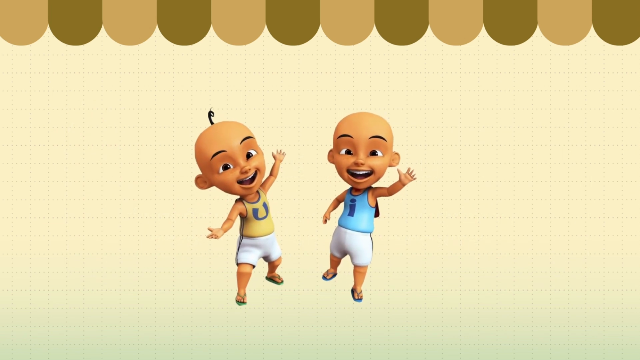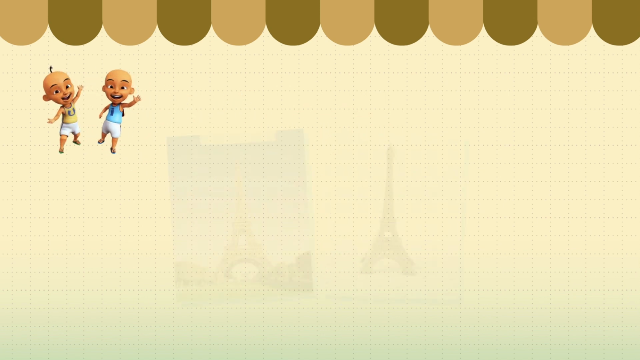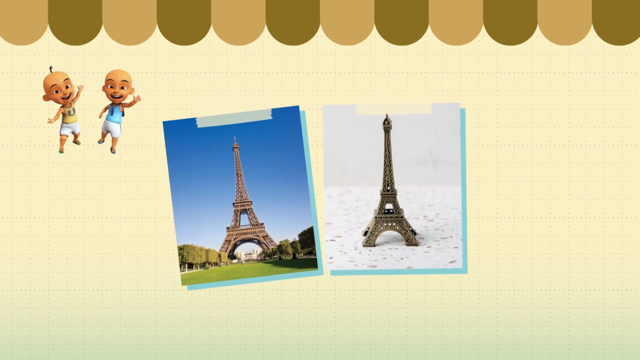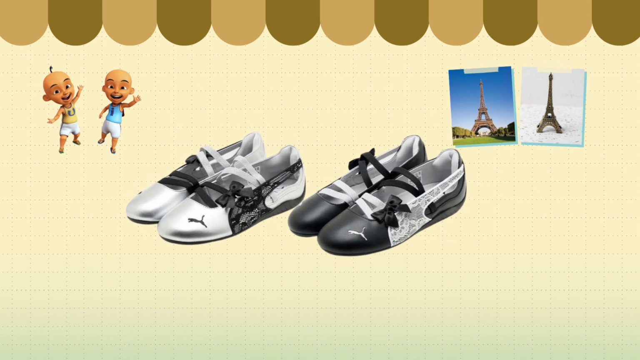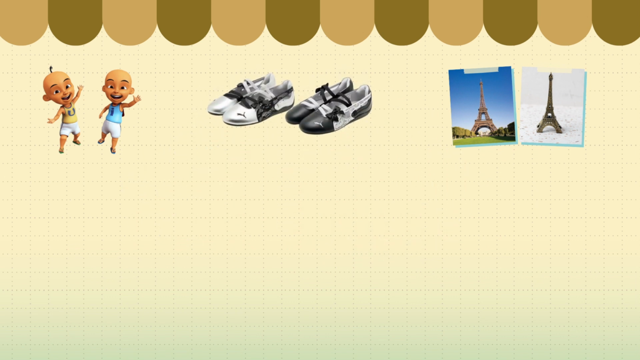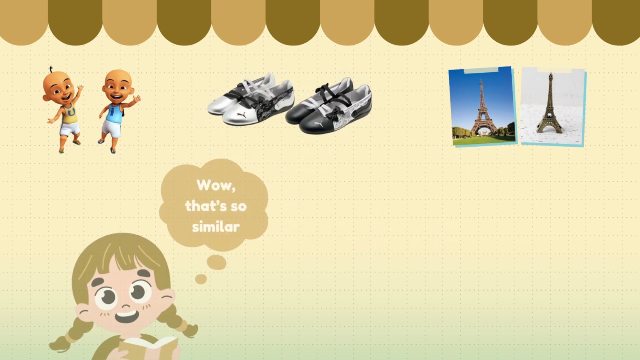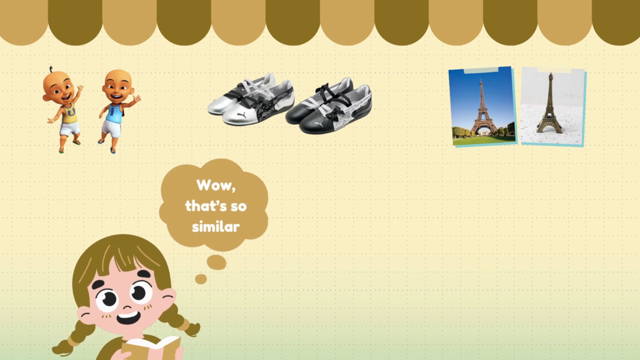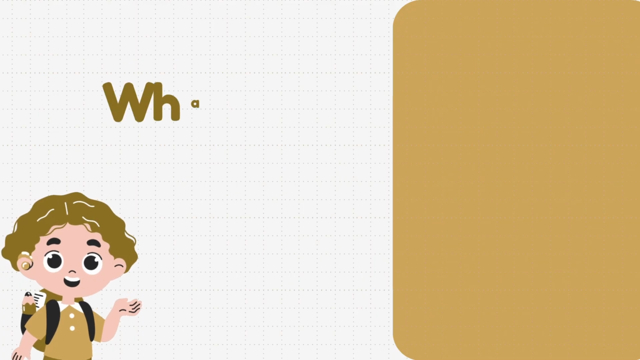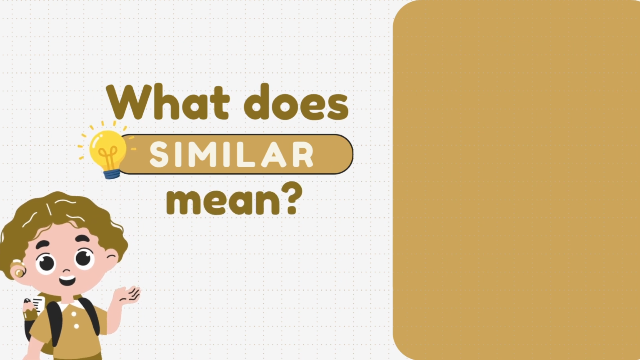Have you ever seen identical twins? A miniature version of a building? Or two pairs of shoes with the same shape? When we see these objects, we often say, "Wow, they look so similar." But what does the word similar actually mean?